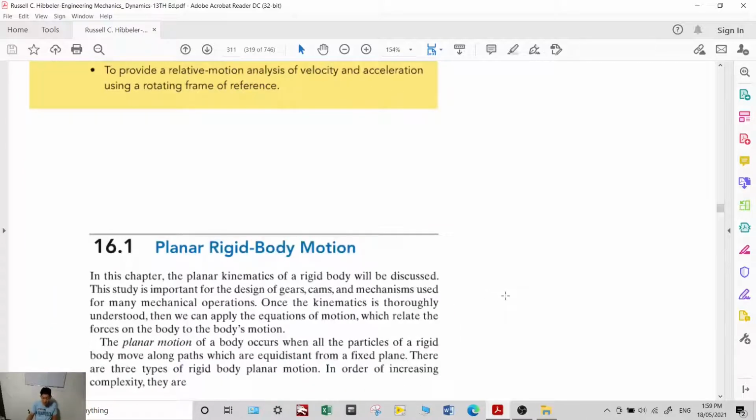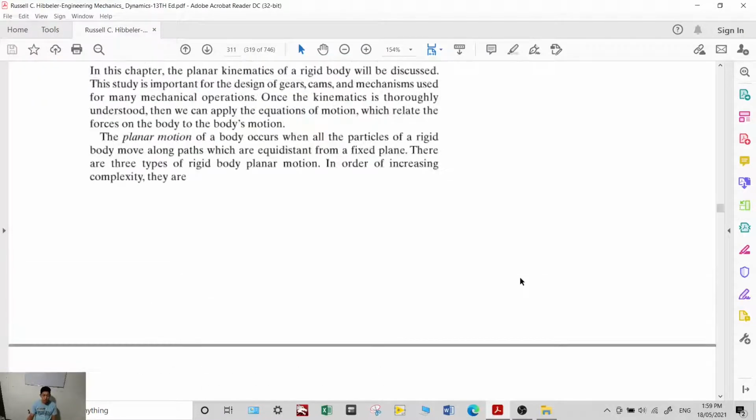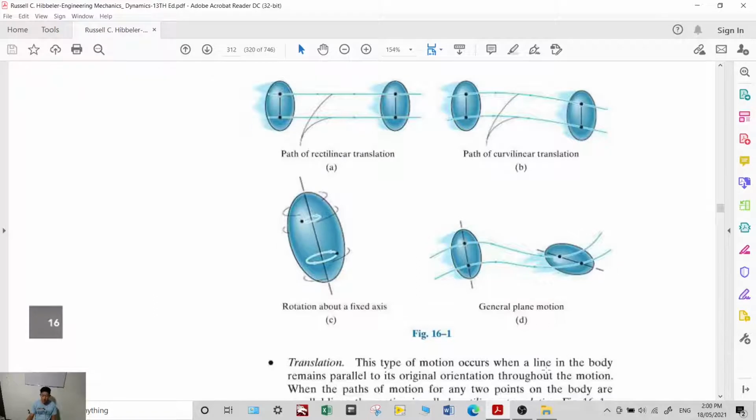Okay, so what are the three types of planar motion? It is classified into translation, rotation about a fixed axis, and general plane motion. For translation, you have rectilinear translation and curvilinear translation. Translation is a type of motion when a line in the body remains parallel to its original orientation throughout the motion.